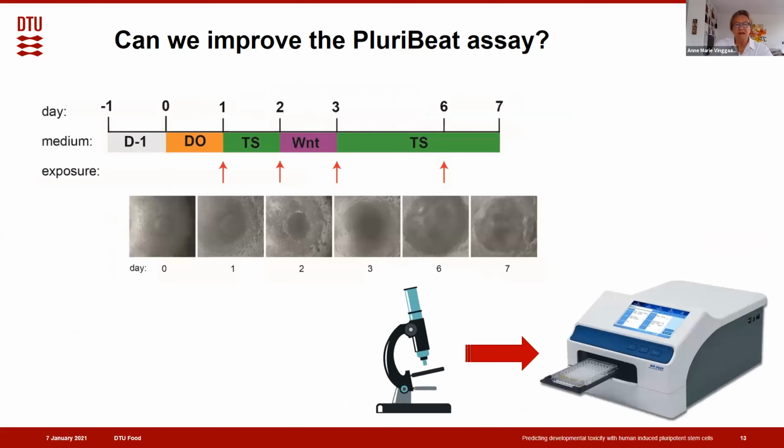Then we asked ourselves if we can improve the pluripotent assay, as we call it. The assay is relatively labor intensive, and it requires a lot of work to count the beating cardiomyocytes at day 7 of the assay. So we wanted to introduce a genetic reporter into our hiPS line in order to measure luminescence intensity instead of counting beating cardiomyocytes.